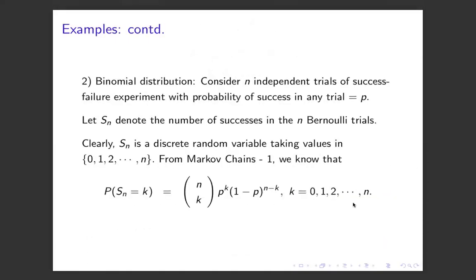Next, binomial distribution. This again, we have seen it occur in a context, so therefore we refer to that. So consider n independent trials of a success-failure experiment with the probability of success in any trial equal to p. Let S sub n denote the number of successes in the n Bernoulli trials. So clearly, this S sub n is a discrete random variable taking values in 0, 1, 2, up to n.